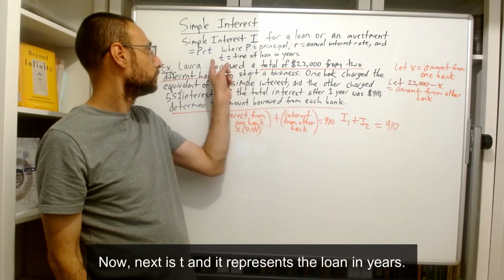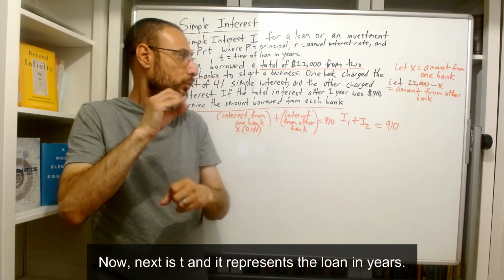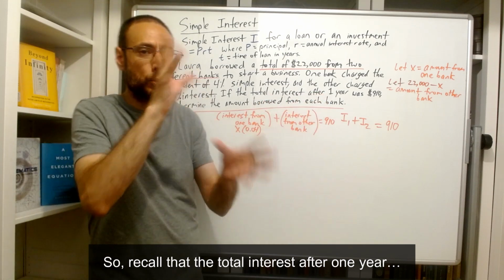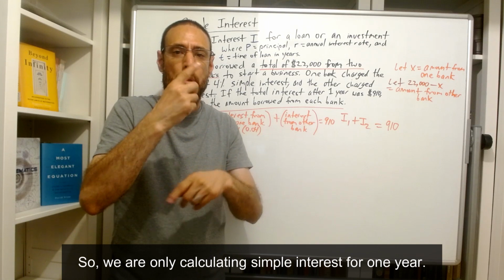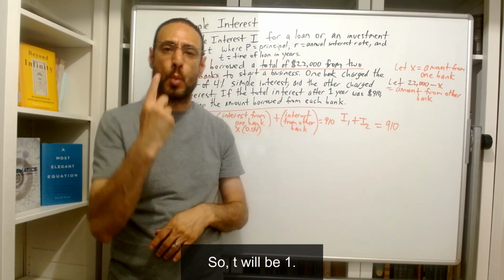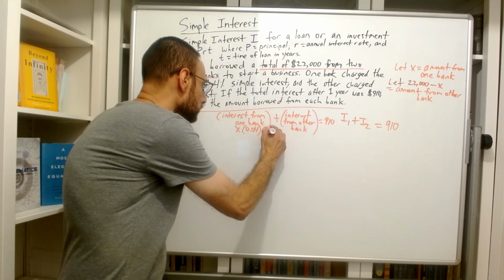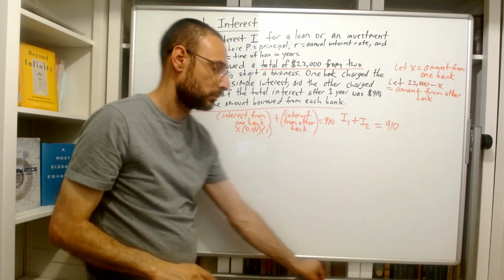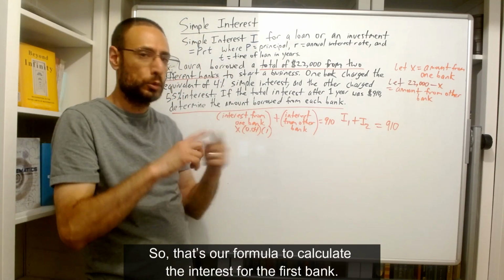Now, next is T and it represents the loan in years. So, recall that the total interest is after 1 year. So, we are only calculating simple interest for 1 year. So, T will be 1. So, that's our formula to calculate the interest for the first bank.